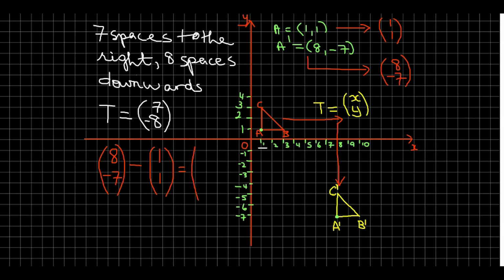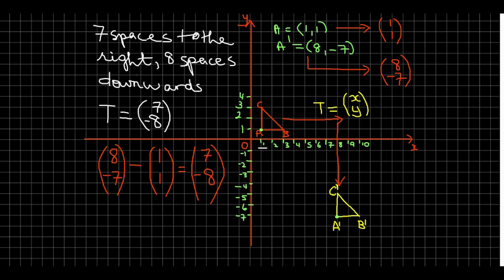Alright, so 8 minus 1 will give me positive 7. And then minus 7 minus 1 will give me minus 8. Alright, so as I was saying, if we wanted to use a vector approach, this is what you do. You subtract the vectors of the transformed points and the original points, and that will give you a translation vector.